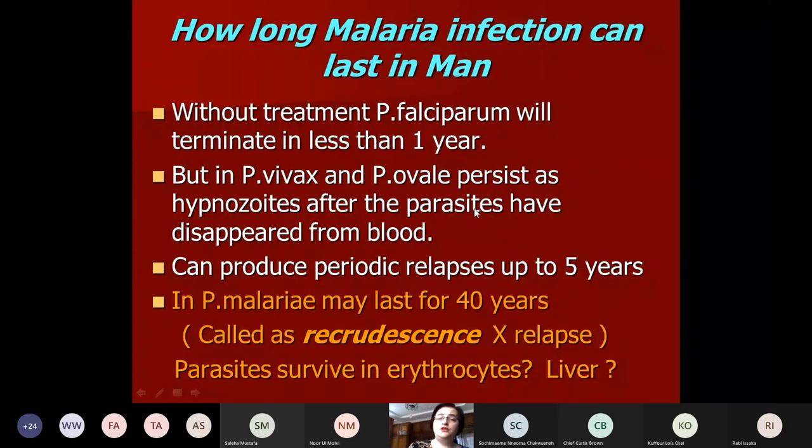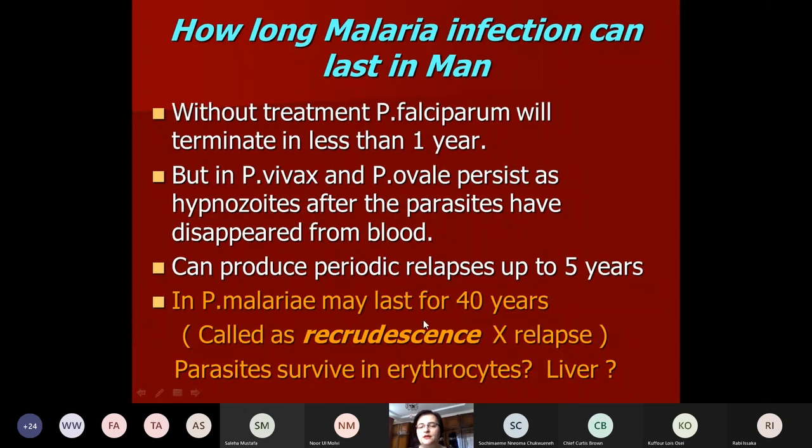How long can malaria infection last in humans? Without treatment, Plasmodium falciparum will terminate in less than 1 year. Without treatment, it can lead to death, yes. But Plasmodium vivax and ovale persist as hypnozoites after the parasites have disappeared from the blood. Hypnozoites, I hope you remember, can stay inside the organism for up to 5 years and can produce periodic relapses, you see.